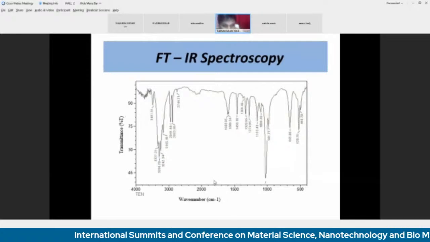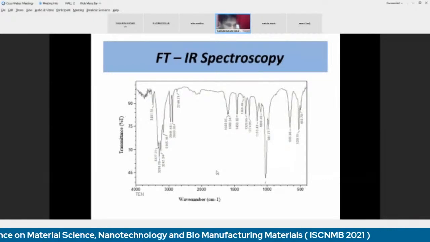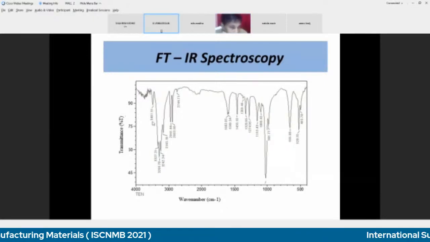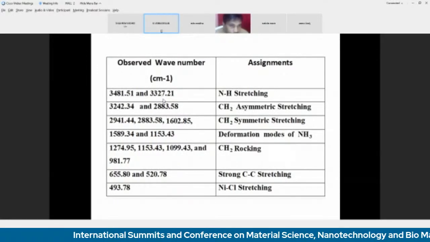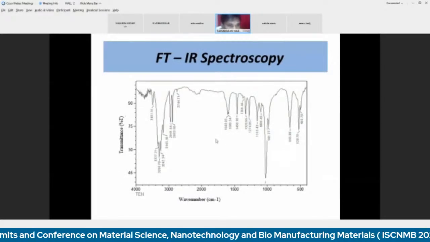Could you please explain about the first peak, sir? This one, sir. 3481. Yes. Next stretching, sir. 3481 and 3327 represent the NH stretching.